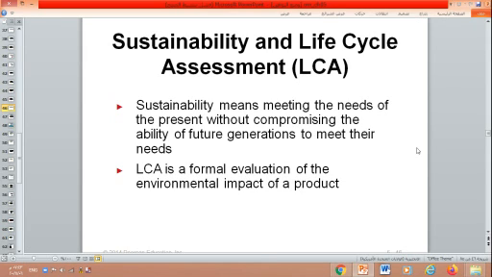What do you mean by sustainability? Sustainability means meeting the needs of the present without compromising the ability of future generations to meet their needs. So again, sustainability means that the product design meets the current or present needs of the customers and also the future needs of the customers. While life cycle assessment means a formal evaluation of the environmental impact of the product.